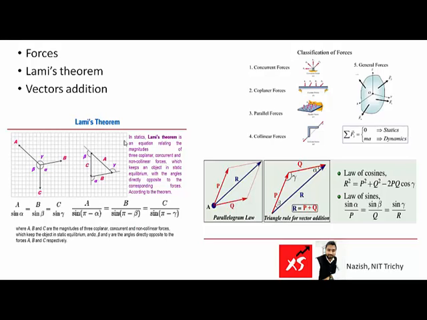Now this could be stated like the resultant force is equal to the square root of P square plus Q square minus 2PQ cos gamma, where P and Q are the two forces. Now using this formula we can find the resultant of two forces.